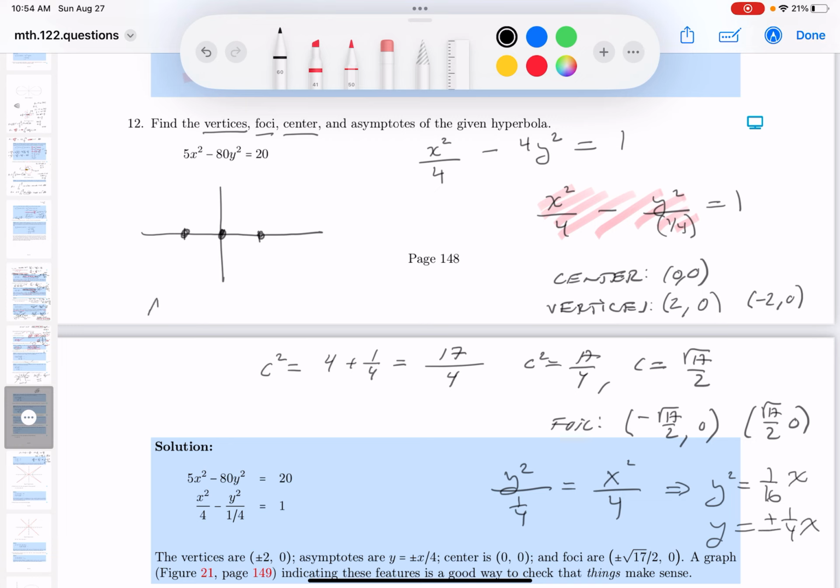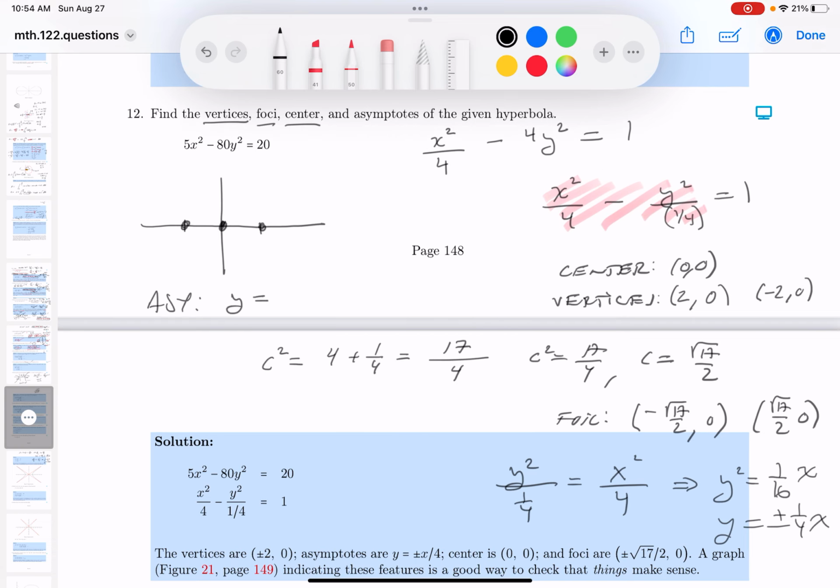So the asymptotes: you're going to get y equals, one of them is going to be just x over 4, and the other one's going to be y equals minus x over 4. And again, I'm just going to do a rough picture over here. I know it's not properly scaled, but that doesn't much matter to me at this point.